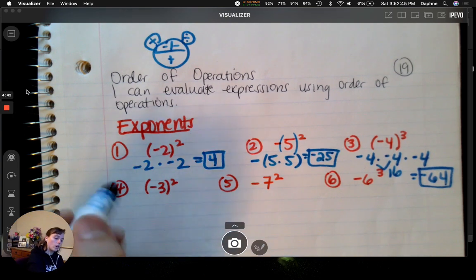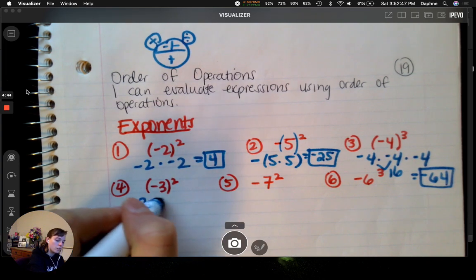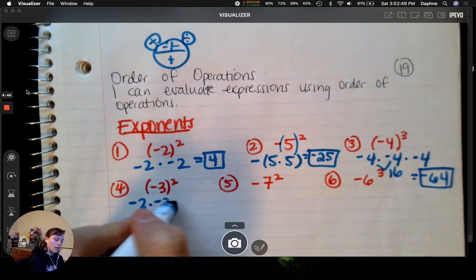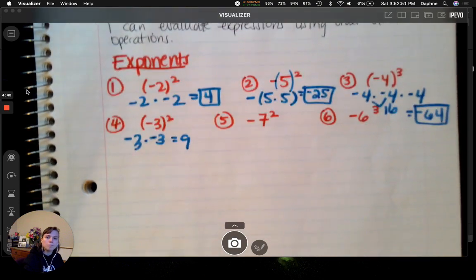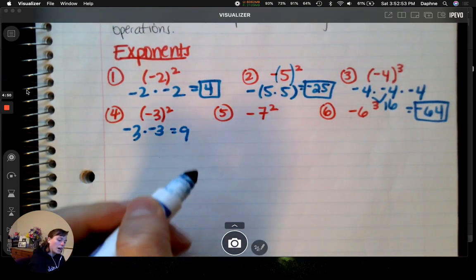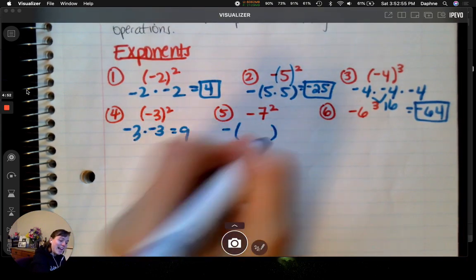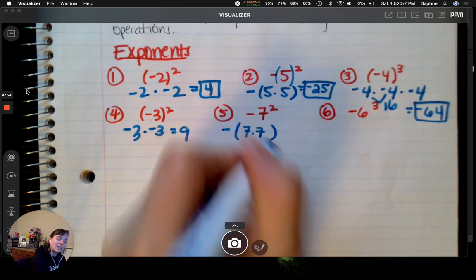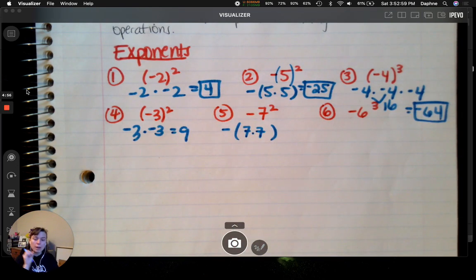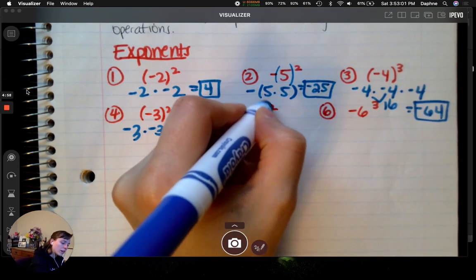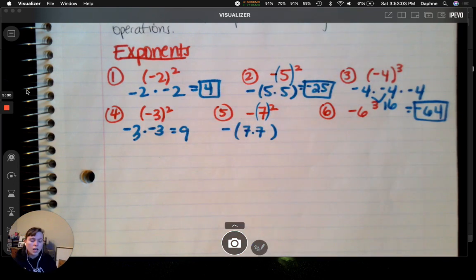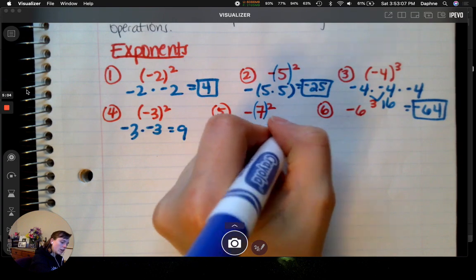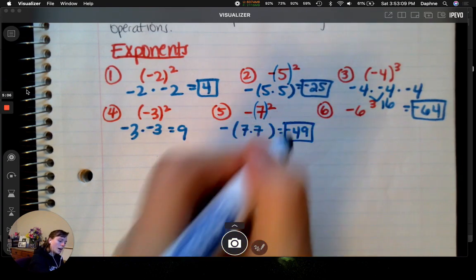So for number 4, you're multiplying -3 by another -3. You should have a positive 9. Then 5, there's a negative at the end, you're doing 7 times 7 first because that's the base. Remember, there are invisible parentheses around that base of 7. So 7 squared, 7 times 7 is 49. Stick on a negative, you get negative 49.